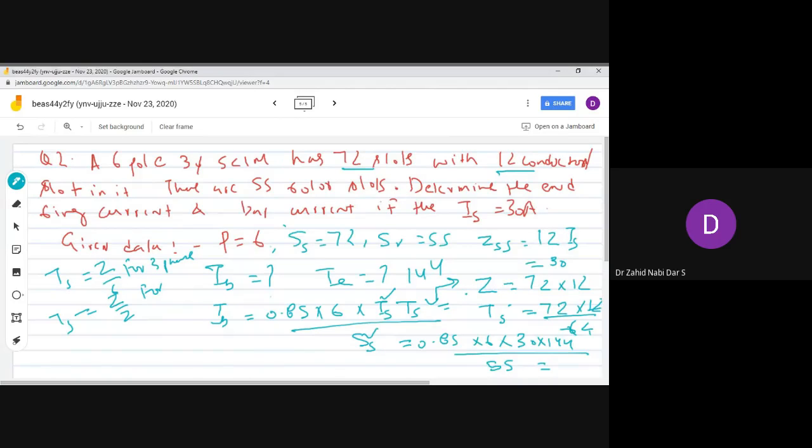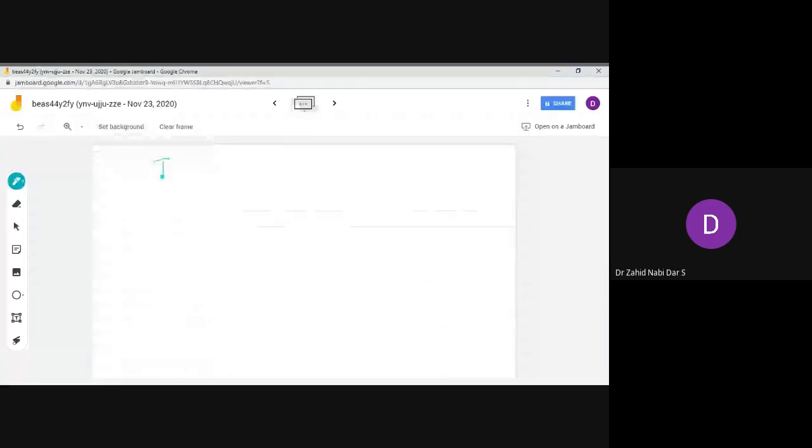Around 400. Okay, 400.58. So this is 400.58. Now calculate the IE value. What was the IE value? Just now we saw. Tell me.